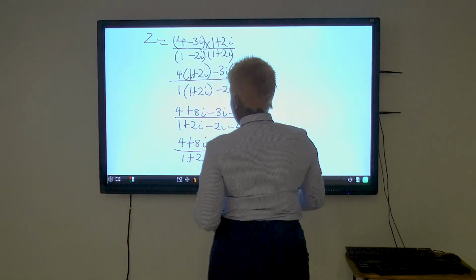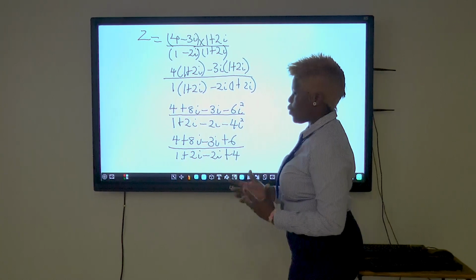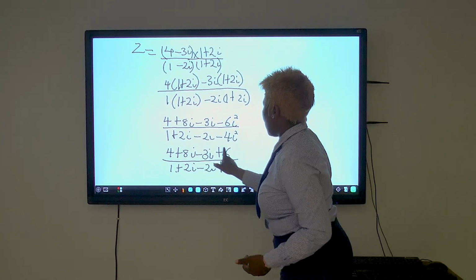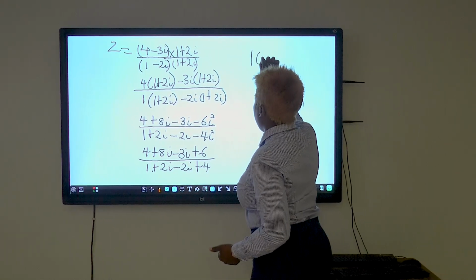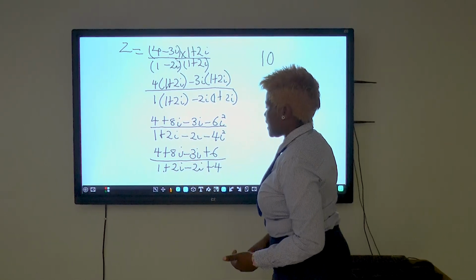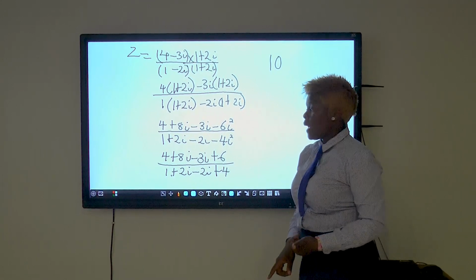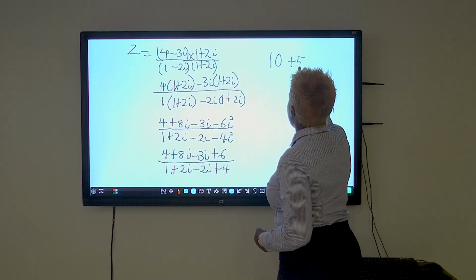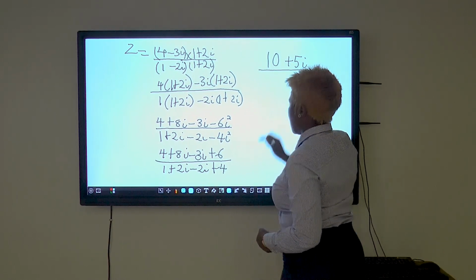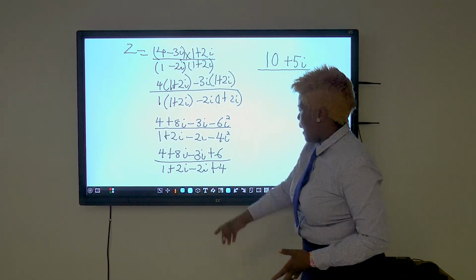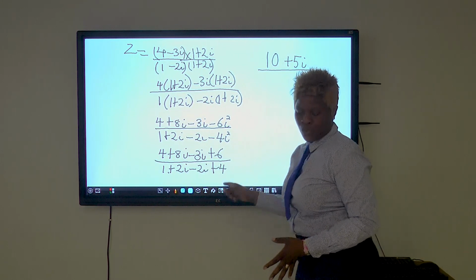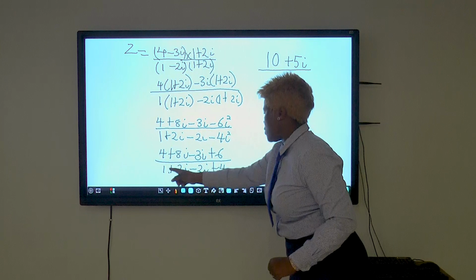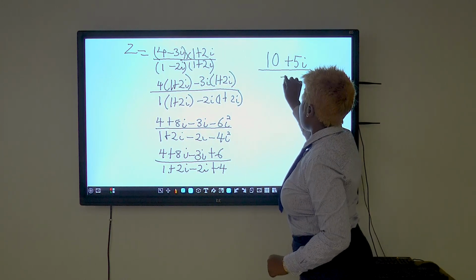4. On the numerator, when we collect like terms, we have real numbers 4 plus 6, we get 10. Then for the imaginary part, plus 8i minus 3i, we get plus 5i for our numerator. Then for the denominator, plus 2i minus 2i, we get 0, and we are only left with the real numbers, which is 1 plus 4, we get 5.